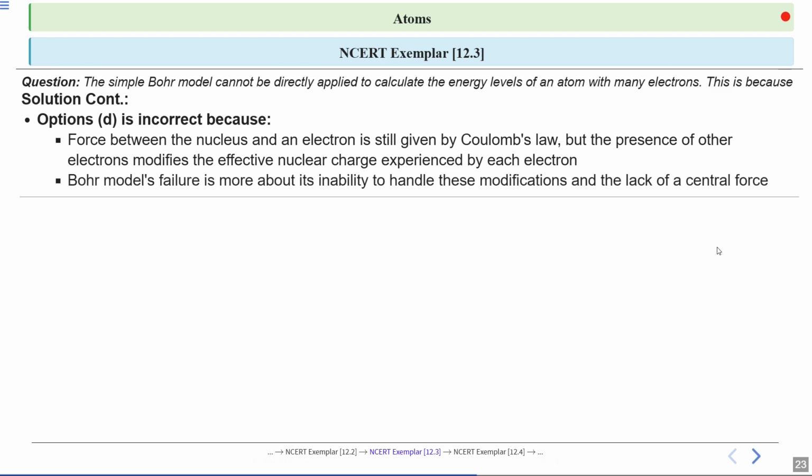Finally, the real issue with the Bohr model is that it can't handle these modifications or the lack of a single central force acting on each electron. The model breaks down because it assumes only one electron is orbiting the nucleus, which isn't true for larger atoms.